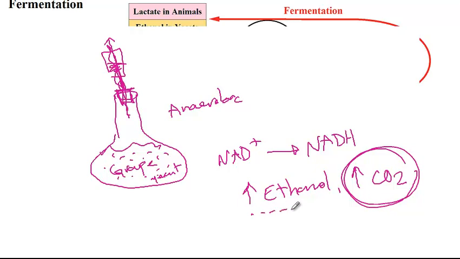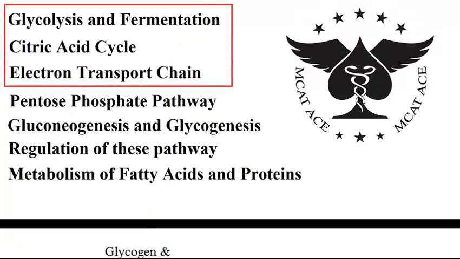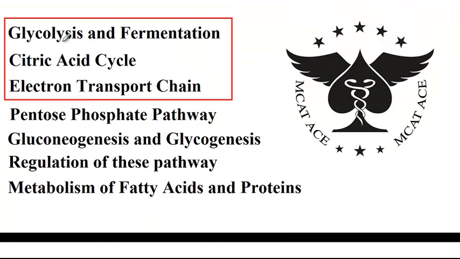And then eventually ethanol concentration will increase to a point that it will kill all the yeast inside the container, and so the reaction will finally stop at that stage. So basically that's about it. First half of this lecture is done. We've covered glycolysis, fermentation, citric acid cycle, and electron transport chain.